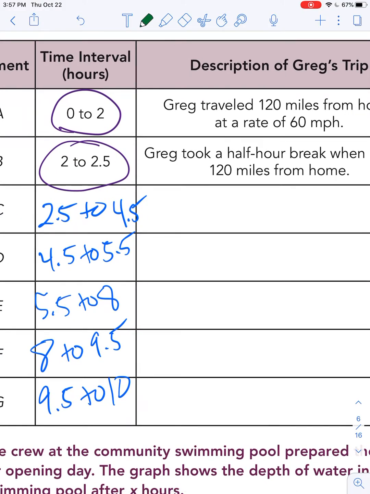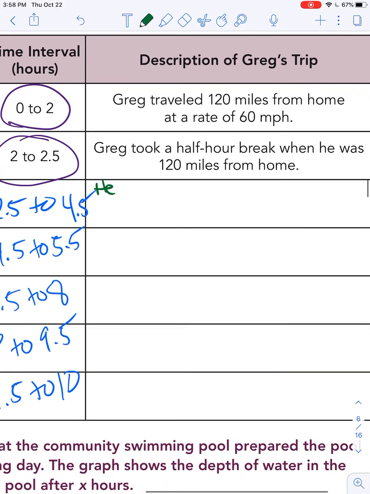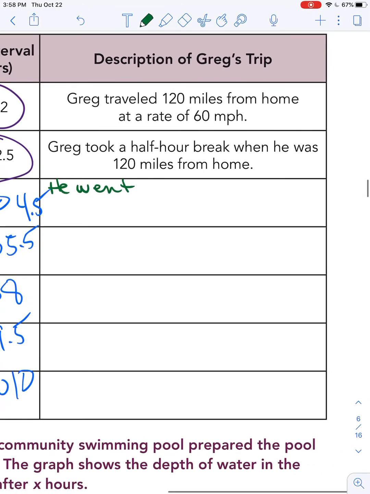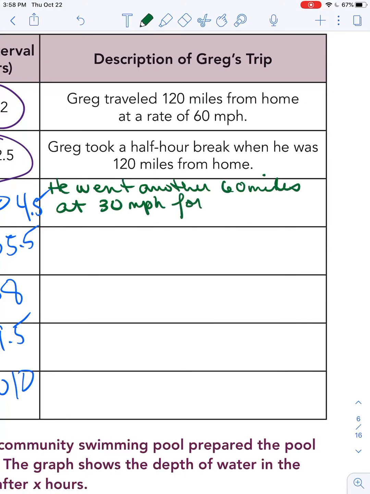I'm not going to write Greg all the time. Greg went another 60 miles at 30 miles per hour for 2 hours.